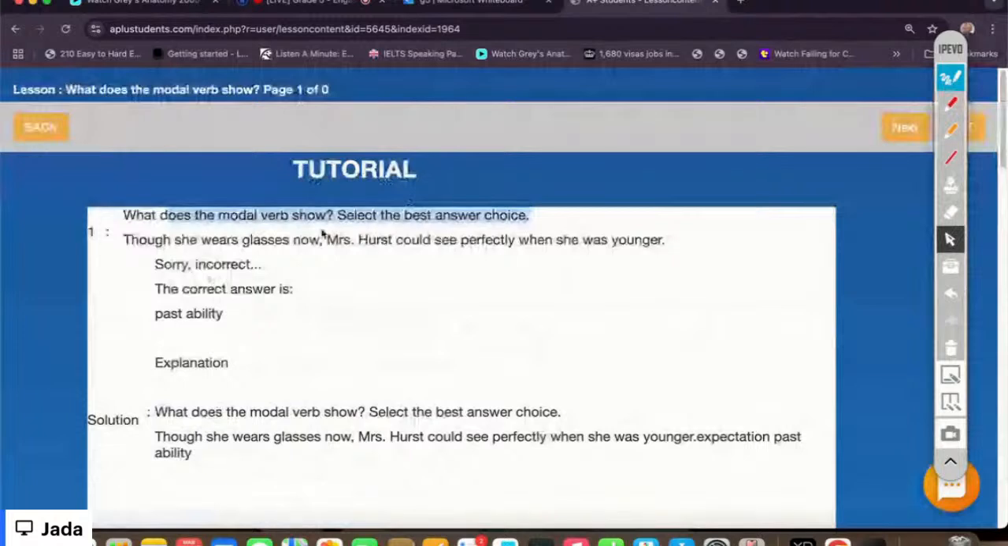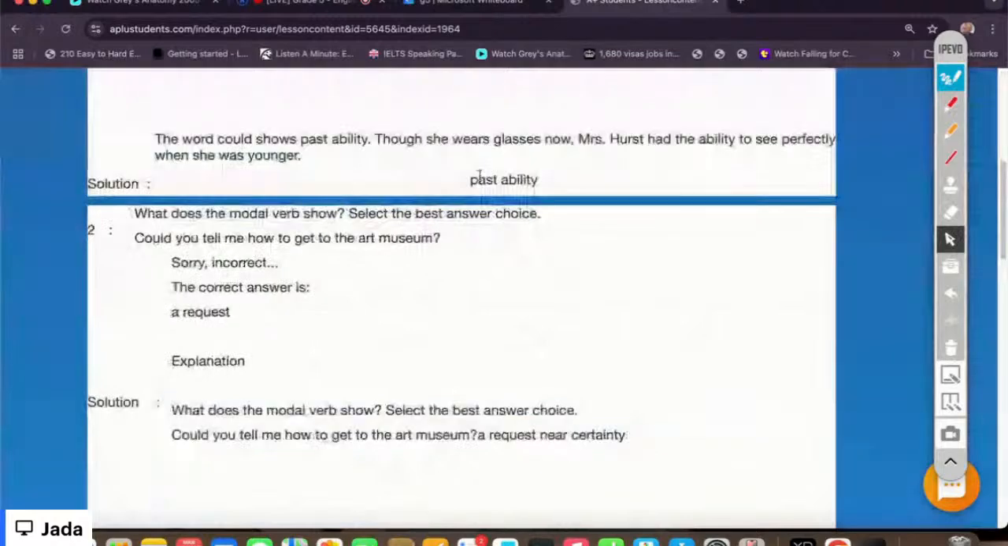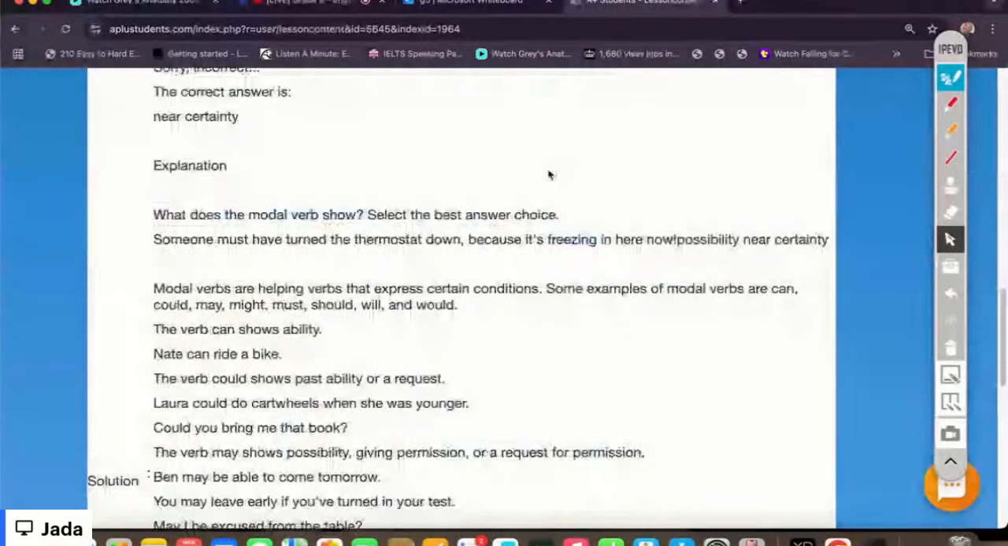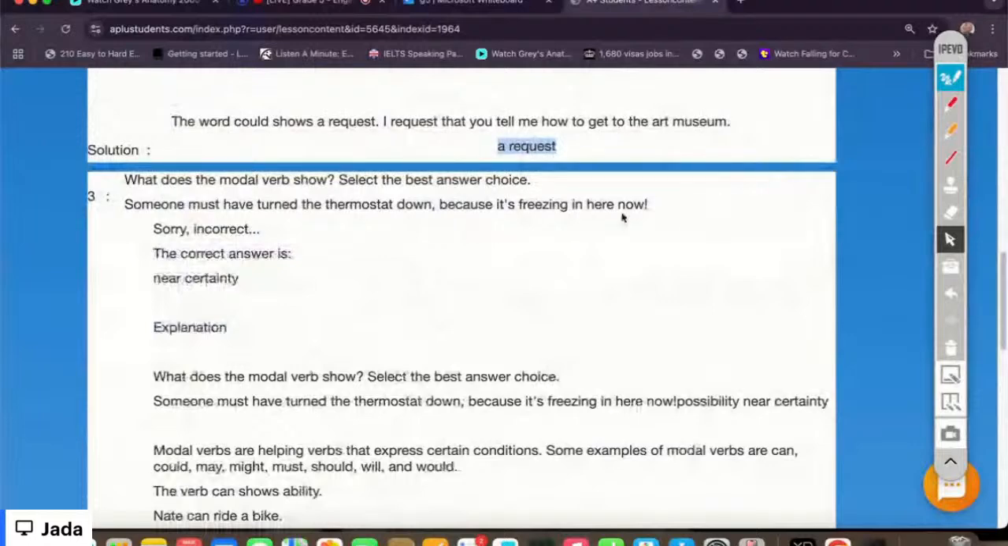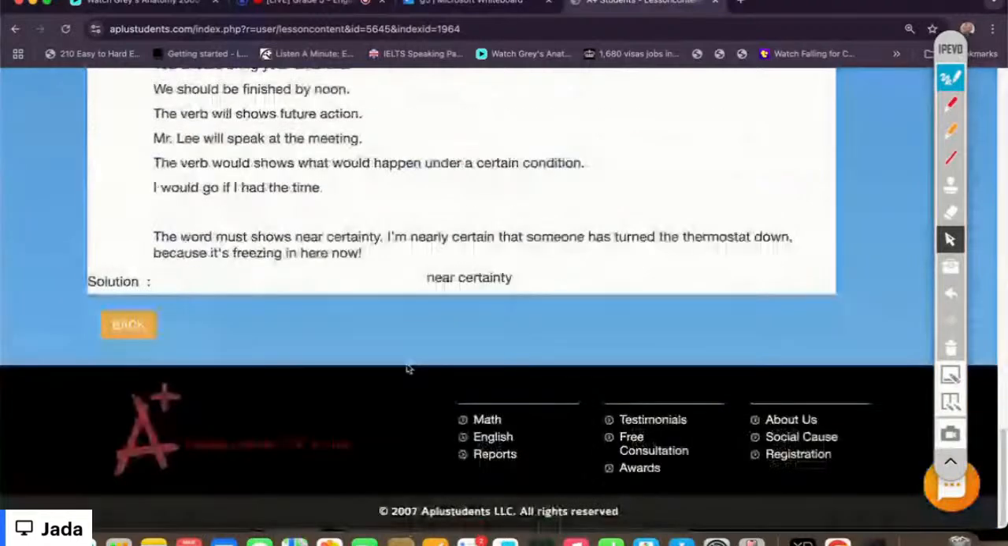What does the modal verb show? Select the best answer choice. Though she wears glasses now, Mrs. Hurst could see perfectly when she was younger. What does could show? Past ability. Could you tell me how to get to the art museum? What is this showing? A request. Someone must have turned the thermostat down because it's freezing in here. So what is that? Near certainty, that probably someone did this.